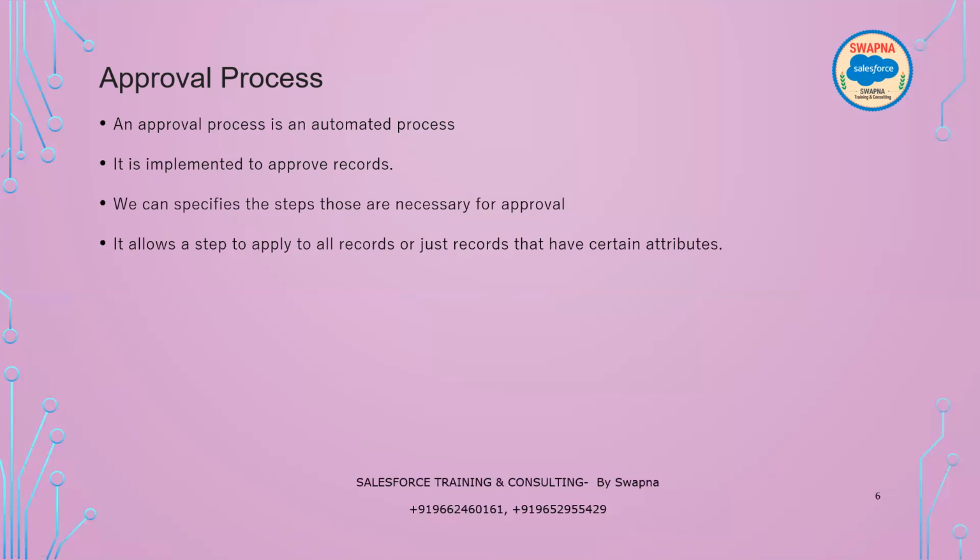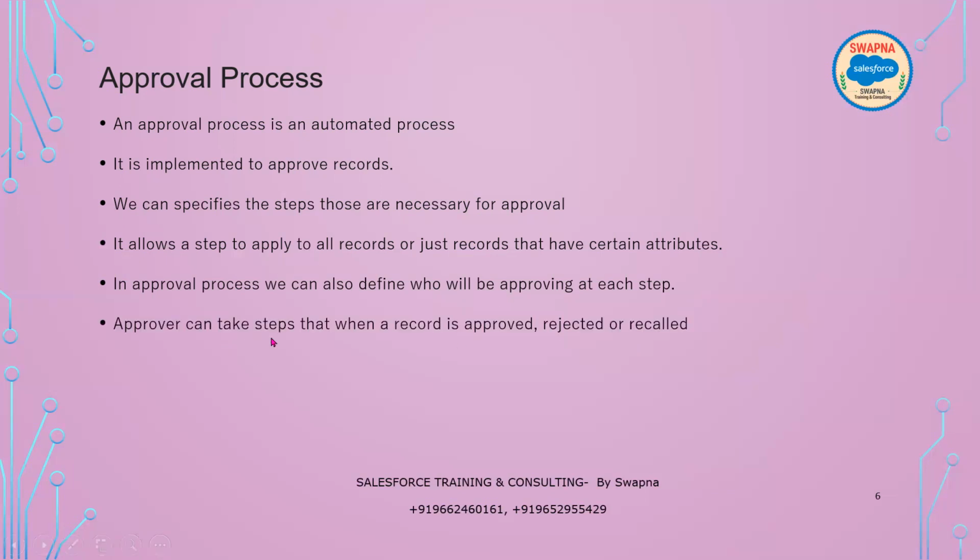That means it will allow a step to apply whether it should be for all records or just for a single record, based on certain attributes, and we can perform the approval process. In the approval process, we can also define who will be approving each step. If you are reporting to two managers, you can decide who the approval person is here, and how many members need to approve before it goes to HR. And the approver can take steps when a record is approved, rejected, or recalled.